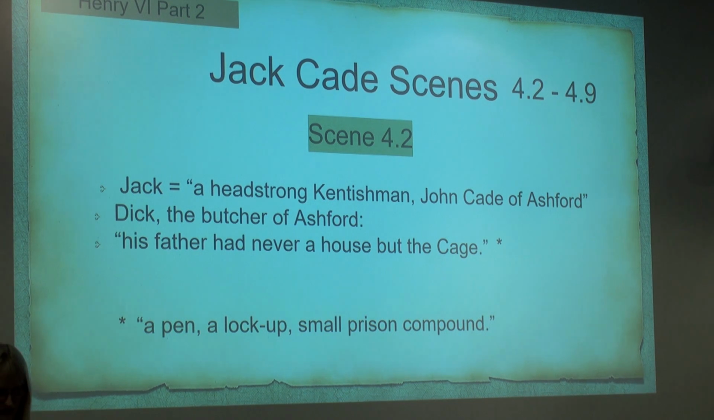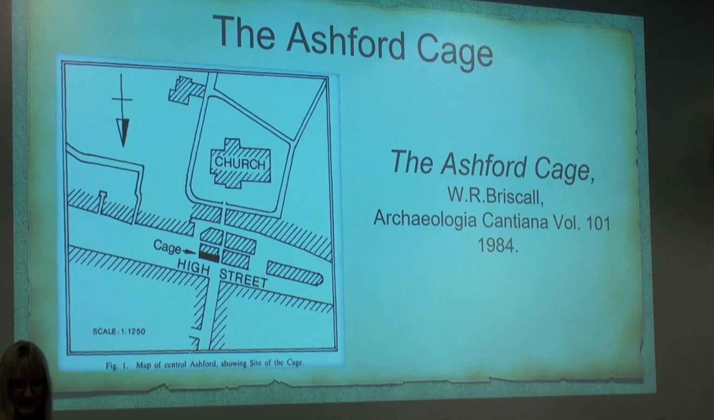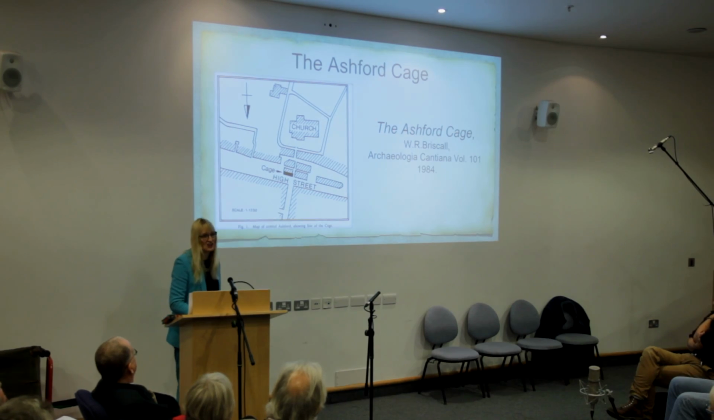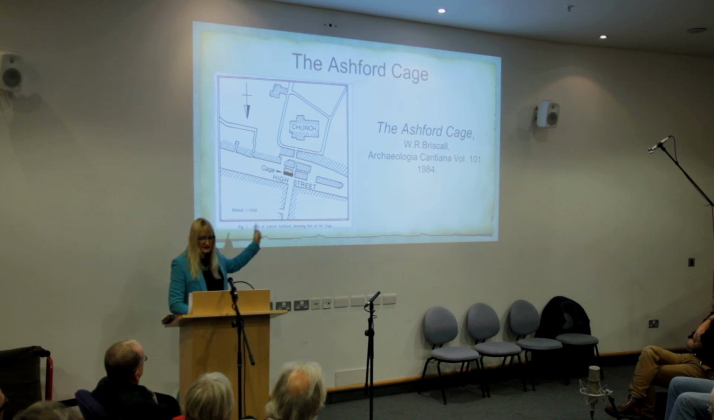And as Richard Rowe worked out when looking at other plays, this usually points to a specific place. So it got me wondering whether there was somewhere in Ashford called the Cage. And indeed, there is. This was the position of the cage in Ashford as documented in W.R. Bristol's article, The Ashford Cage, published in an archaeological journal in 1984. All the following photographs and diagrams are from that article.